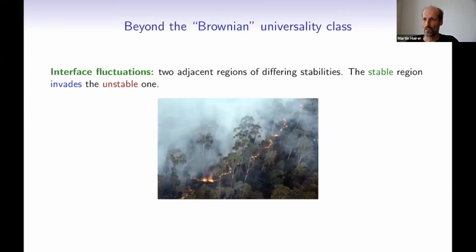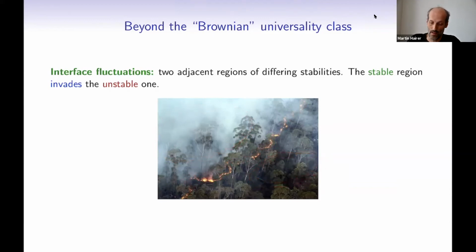So here I want to give you an example of a system which is not in this Brownian universality class, right? So far the examples that we've seen always somehow at large scales end up being described by Brownian motion. So here the example is that of interface fluctuation. So you should think of two regions that have different stabilities and an interface that separates the two. So for example, here you see a forest fire. The interface here is the flame front. The two regions that it separates, it's the region that has burned and the region that hasn't burned yet.